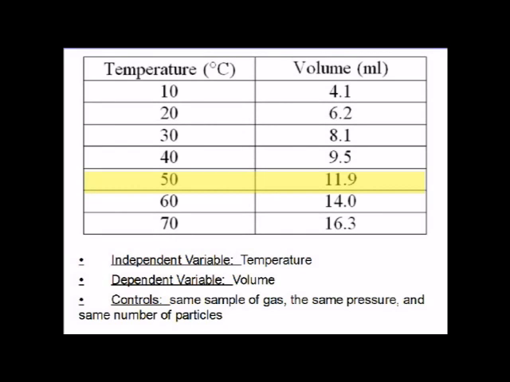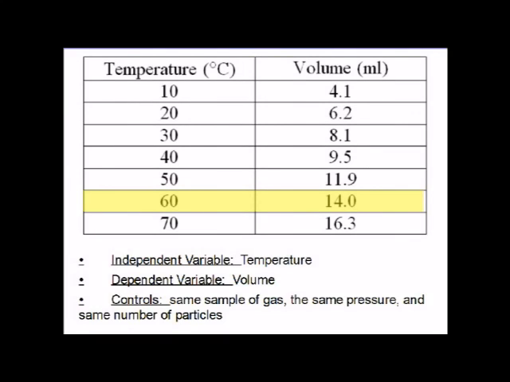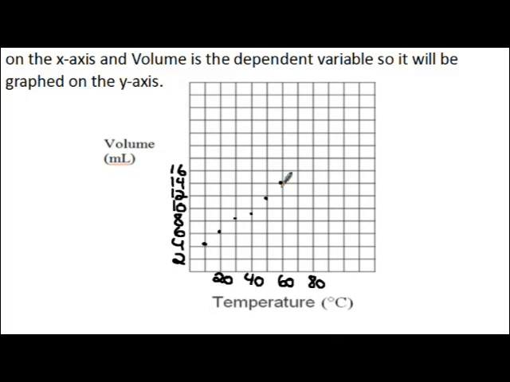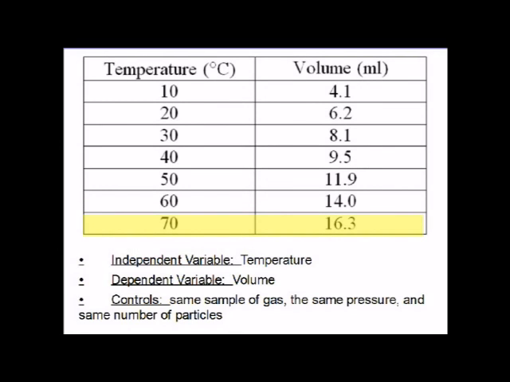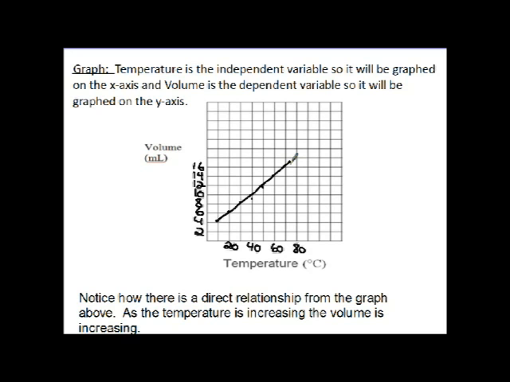My next mark was at 50 and 11.9. Then I was at 60 and 14. And then my last mark was at 70 degrees Celsius, and I was at a volume of 16.3 milliliters. So there's my points. I'm going to draw a line of best fit through those points because it looks like these points form a fairly straight line. So my line of best fit is going to go something like that.